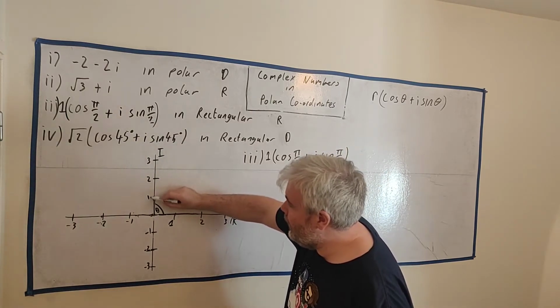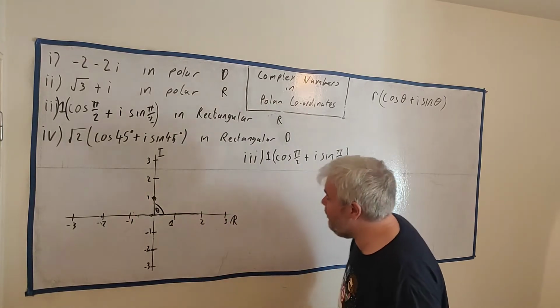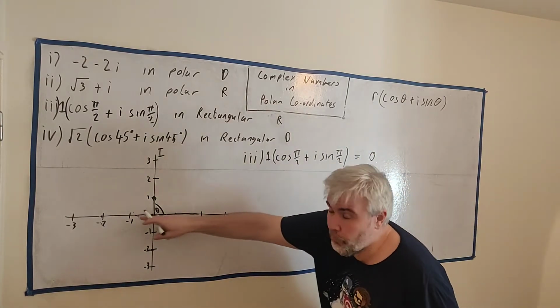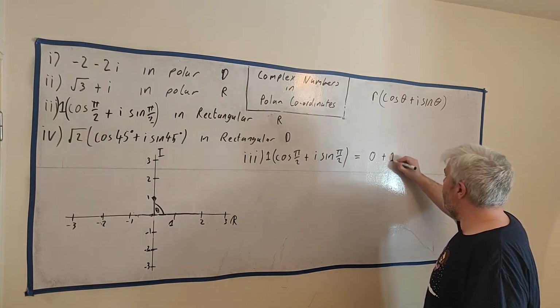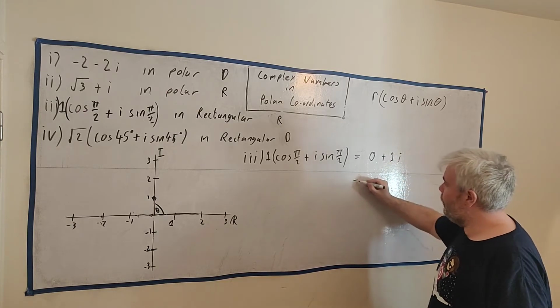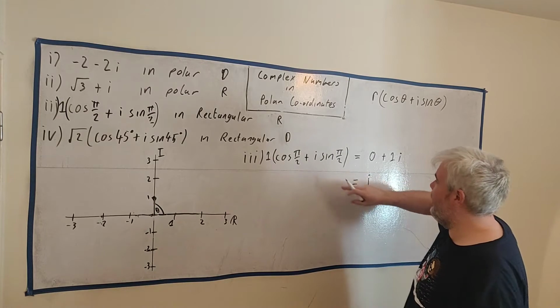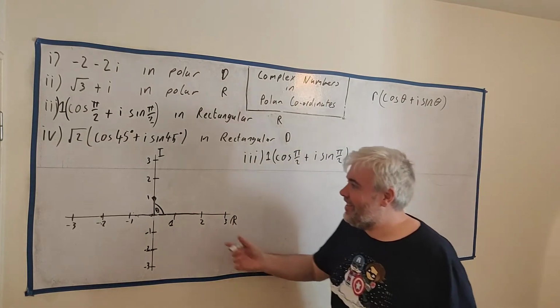And where do we end up? We end up at i. So I can just write the answer at this. I don't need to do anything. There's no triangle involved here. It works out quite nice. It's 0 on the real line plus 1i. Or to write that a bit more neatly, just i. That's it. That's all. This whole thing could be written as i. And that's part 3. There's part 4.